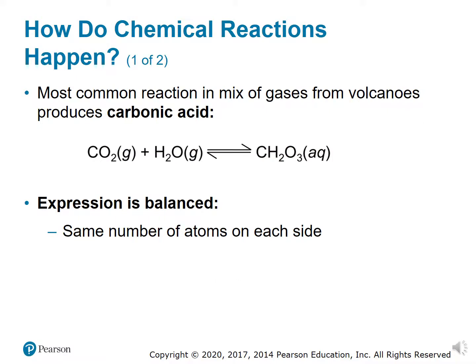Most reactions occur when there's a mixing of gases, and a classic example could be from volcanoes. So one type of reaction could be the combination of carbon dioxide and water vapor, and this is going to form carbonic acid. And notice here that the equation is balanced. What do we mean that it's balanced? You find the same number of atoms on both sides. There's one carbon on each side, there's 2 hydrogens on each side, and there's a total of 3 oxygens on each side.